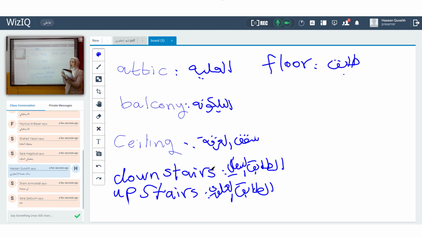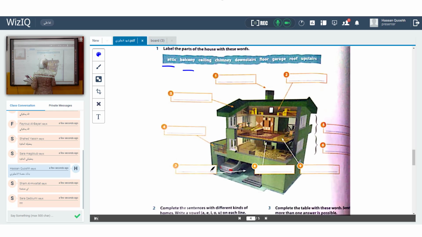Okay, and we have roof and garage. Roof, which is also the rooftop, Miss. But page 16 in your student book, vocabulary, page 16 in your student book, okay. Roof, the top of the house, the up of the house, okay. Upstairs, we talk about the upper floor, okay, let's return to our question.